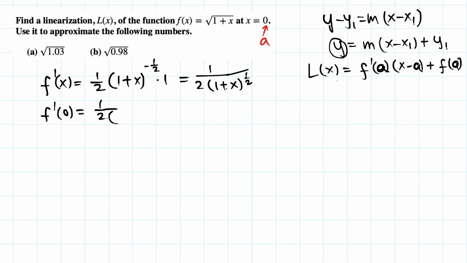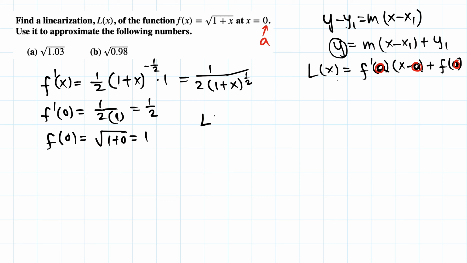So f prime at 0 is 1/2 times 1 plus 0, which is 1. 1 raised to 1/2 is simply 1, since 1 raised to any power is 1. So 2 times 1 is 2, and f prime 0 is 1/2. That's the derivative. Now we need to evaluate the function at 0, a generic a, but in our case 0. So f at 0 is the square root of 1 plus 0, which is 1. The square root of 1 is 1.